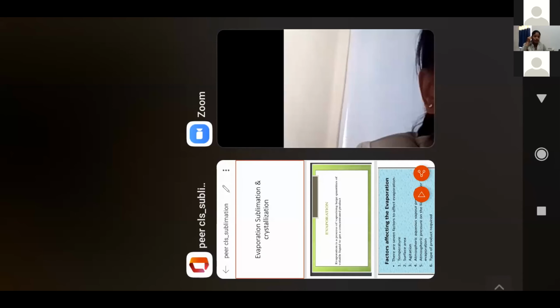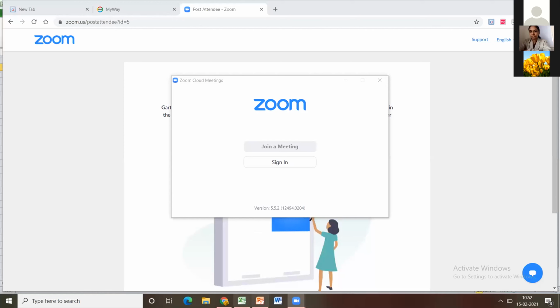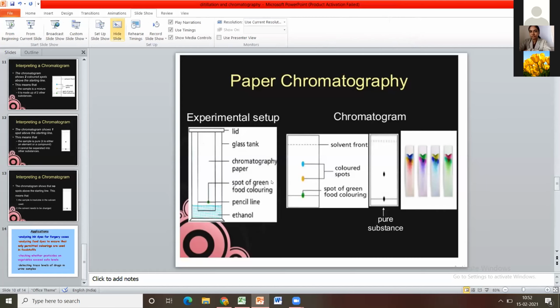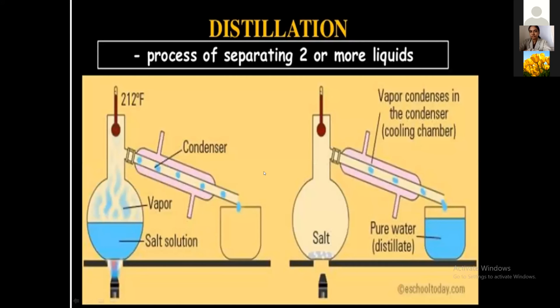Okay. We have discussed so far the separation of mixtures, and we have discussed 6 methods. And the next 2 methods are distillation and chromatography. Let's check its details. Okay, the 6th method is distillation. What do you mean by distillation? It's the process of separating 2 or more liquids. And this is the experimental setup.